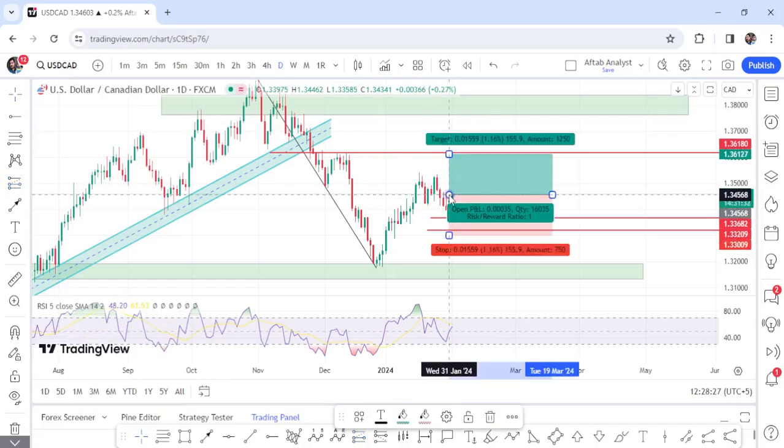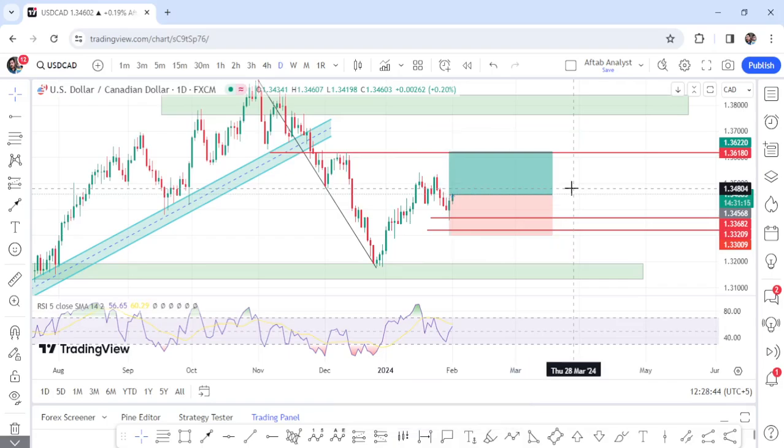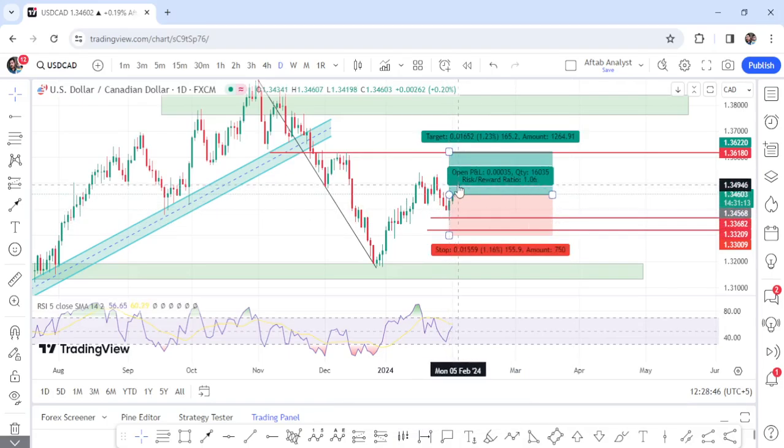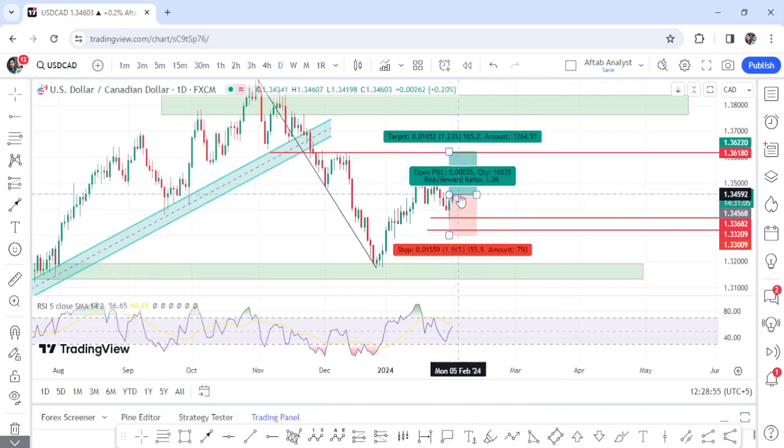So the entry will look something like this, right? According to me, it's still not a very bad entry. But since I told you at the beginning of the session that I will be giving all of you a little bit of education, the purpose of this video is not to give you setups so that you can trade, but to give you setups so that you can understand. Remember, right? So to me, this is a bit late.